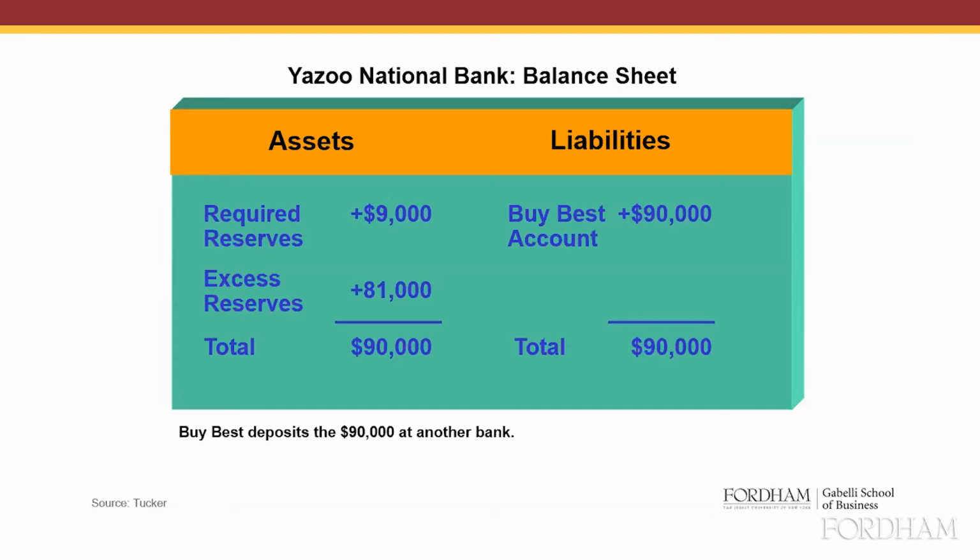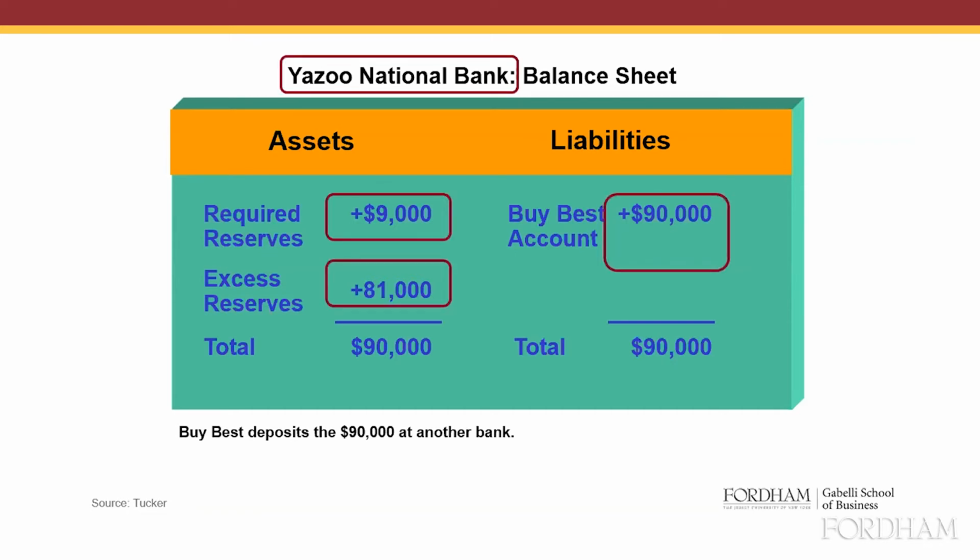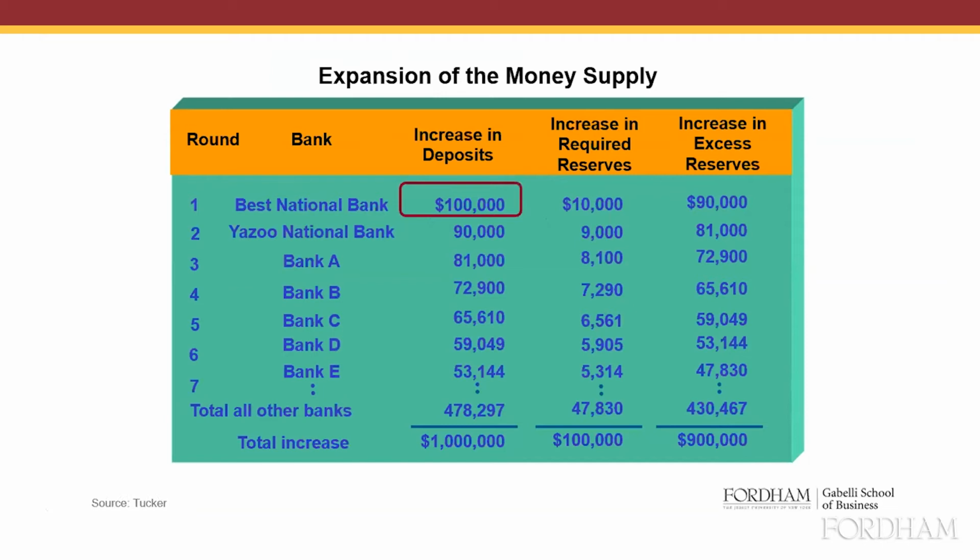Well, suppose Buy Best deposits the $90,000 that they received from Connie Jones into Yazoo National Bank, then it would appear in this balance sheet. Yazoo National Bank would show that the Buy Best account has $90,000. They put aside the required reserve of 10%, $9,000, and the excess reserve is $81,000. So Yazoo National Bank can lend out this excess reserve. And this can go on and on and on.